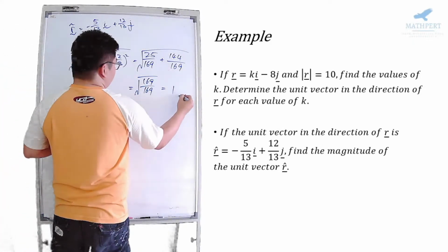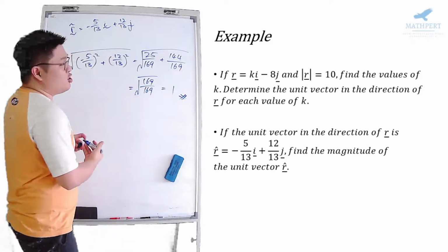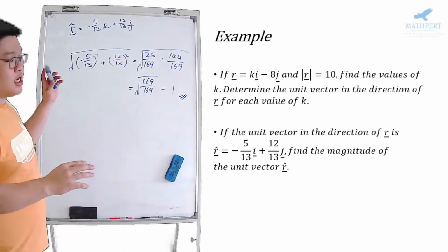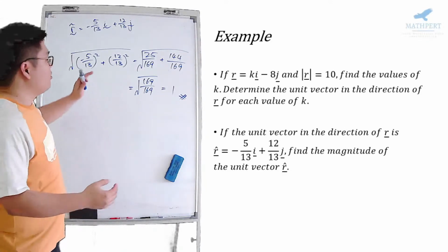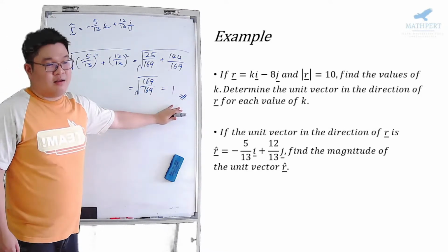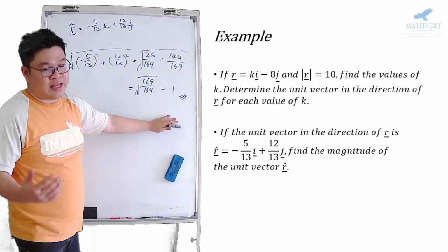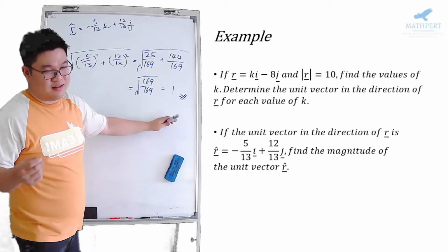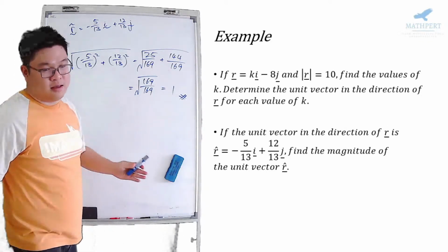So the magnitude of a unit vector is always equal to 1. However, you still need to do this to prove it is equal to 1. If there is an objective question, you can directly write the 1. But for subjective questions, you need to show working.